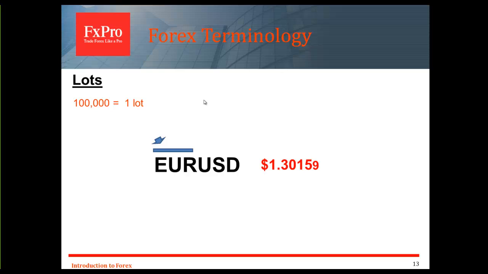So lots. Lots is a way of measuring the quantity. So 100,000 is one lot. And we always talk about that in relation to the base currency. And going back to euro dollar, that is in relation to euros. So you'll see that on the trading platform when you want to buy and sell. You'll see one lot and divisions thereof. Well, normally it goes down to 0.01 lot, so 10,000 units of the base currency.